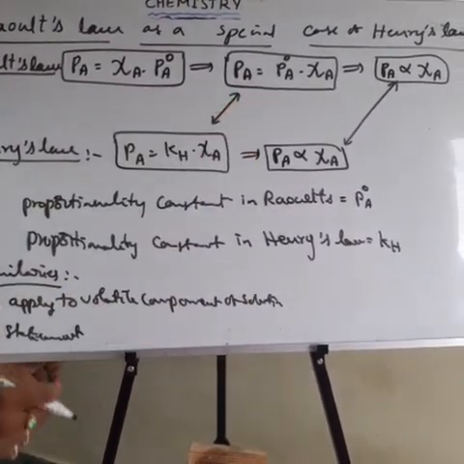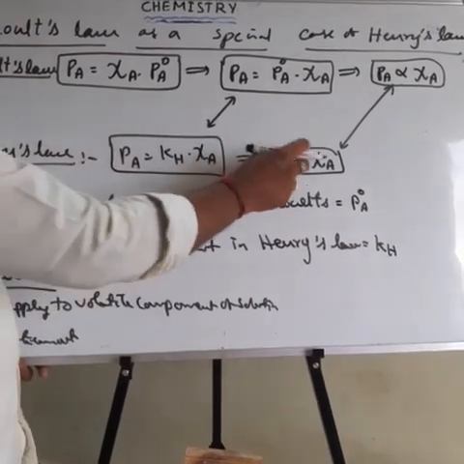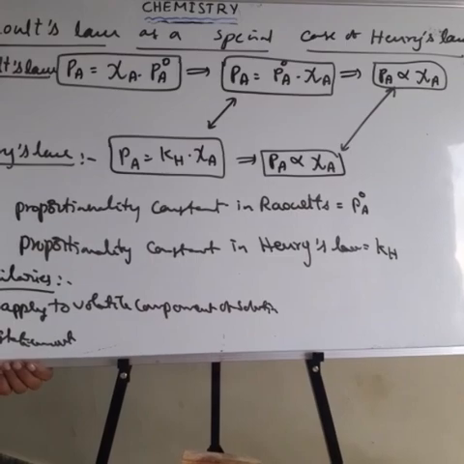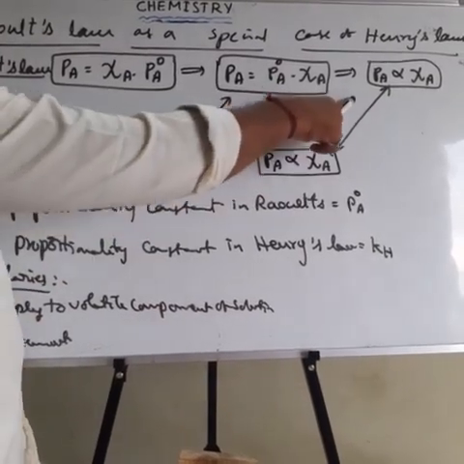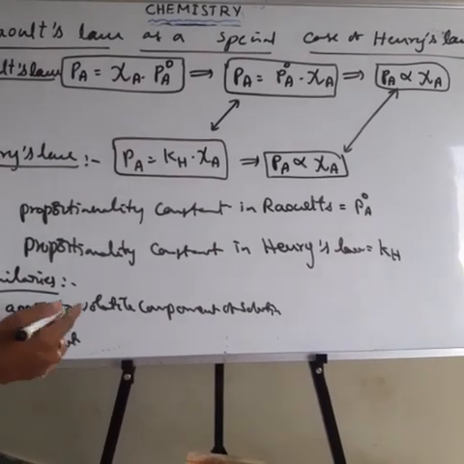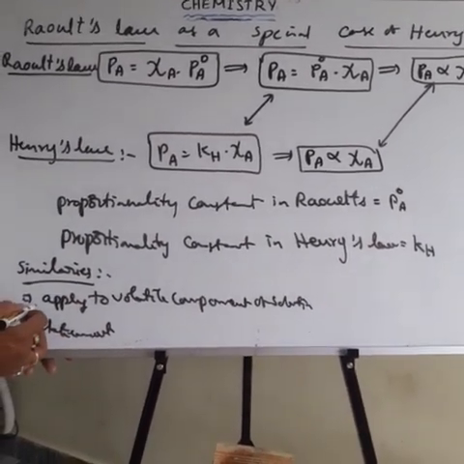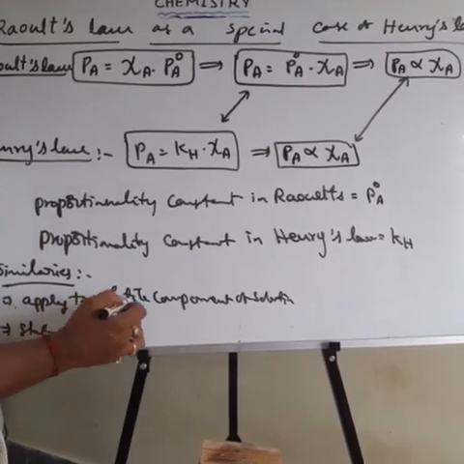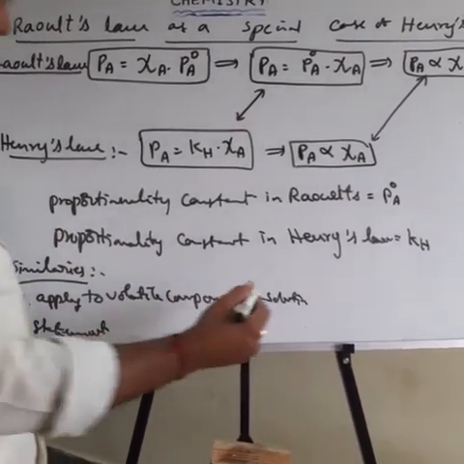The vapor pressure of the component is directly proportional to the mole fraction of the component present in the solution. That is the statement. That's why the statement is the same, and both laws are applicable to the volatile component of the solution. Then what are the dissimilarities?